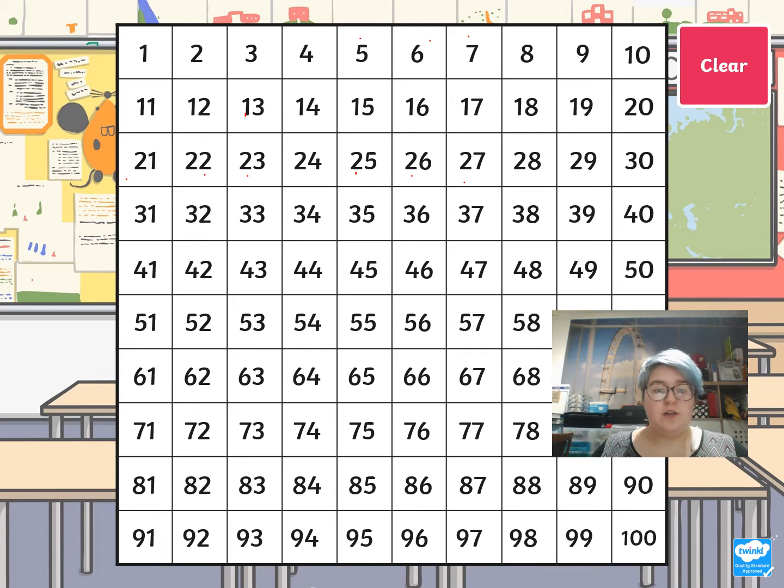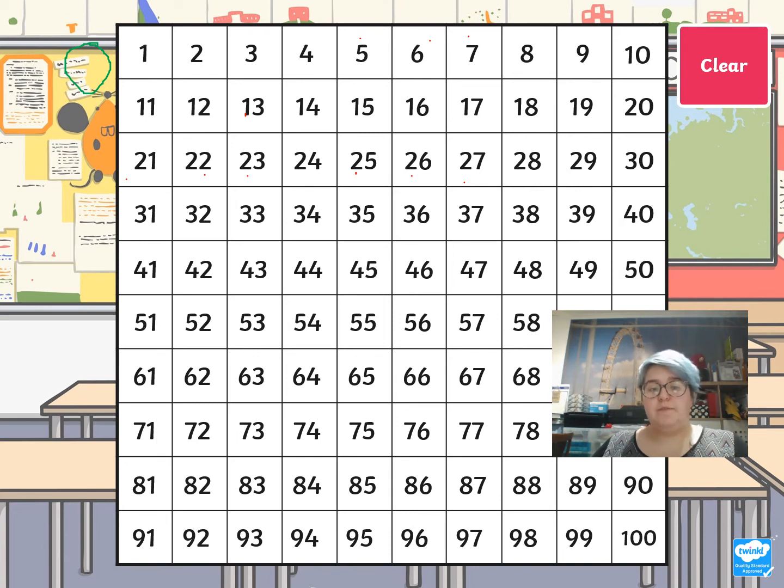We'll go on to our 3 times table. Now I'm doing it in a different colour, I'm doing it in green. Okay, so in our 3 times table we count up in 3. So we know our first one is 3 times 0. A number times by 0 is always 0, because you're adding no groups of 3. So no groups of 3 are 0.